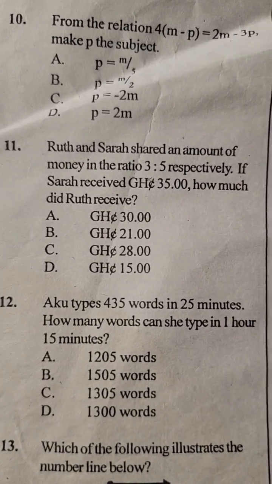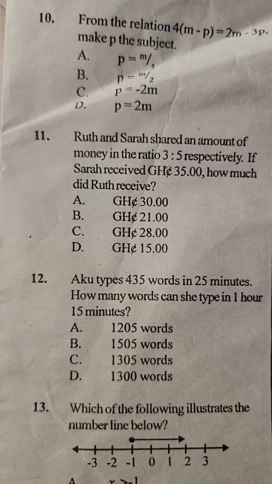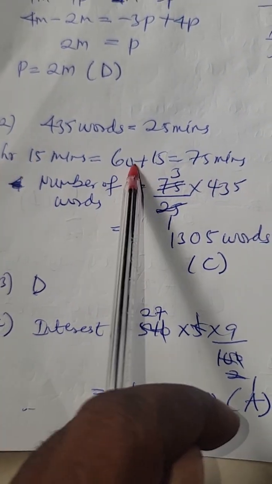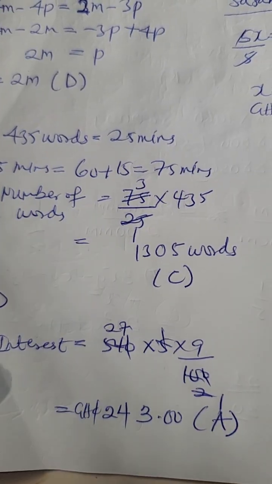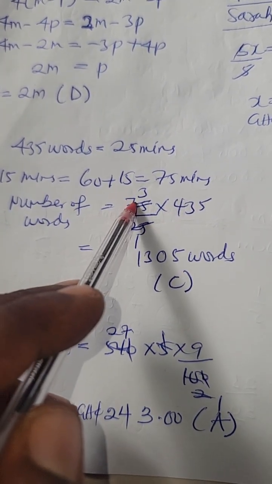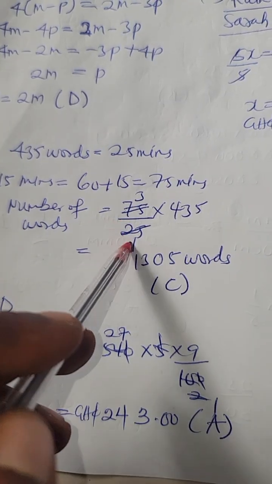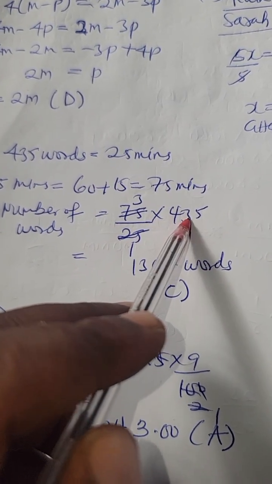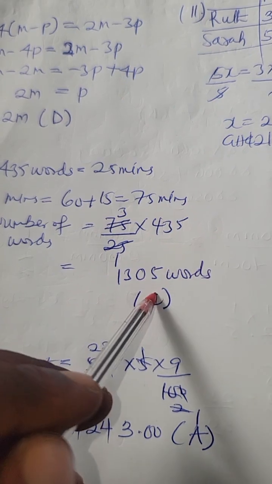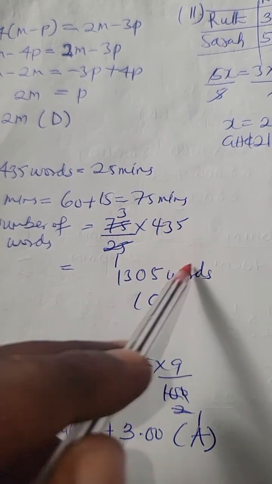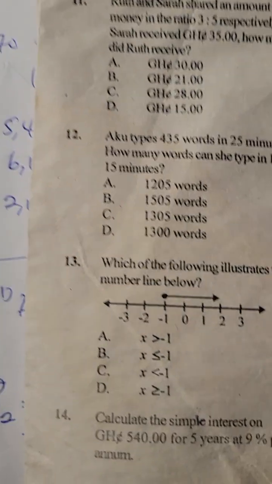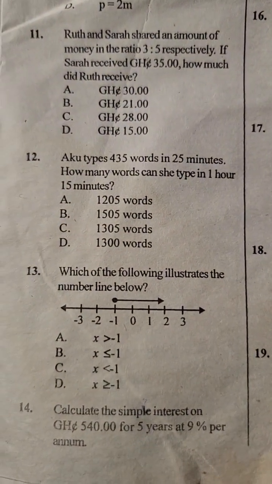12. 435 words in 25 minutes. How many words can we type in 1 hour 15 minutes? So we change 1 hour 15 minutes to minutes. The 1 hour is 60 plus 15 is 75 minutes. So if it's 75 minutes, 75 out of 25 times the other one, 435. So 1305 words. Option C.